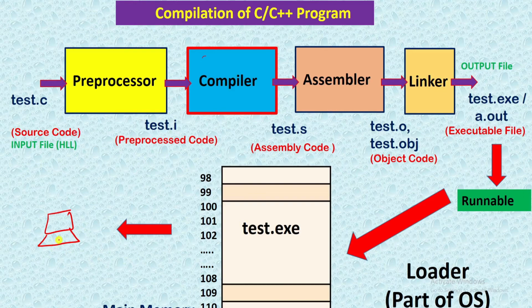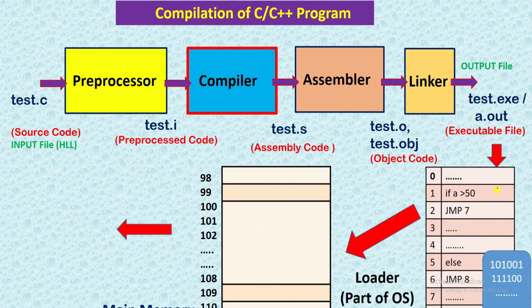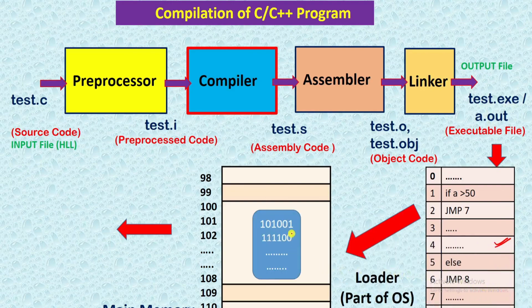And your output will be shown on your monitor, right? So overall, we can say that we have this executable file, which is a binary file, and this binary file will be loaded by the loader inside your main memory, wherever the space is present. It will then be read by your CPU one by one, line by line from here, and the output will be shown to you.